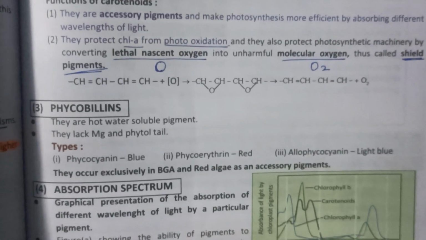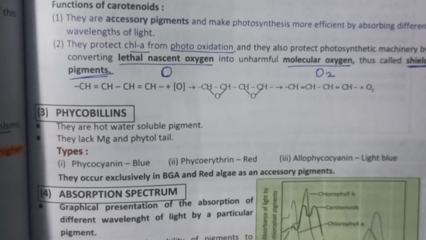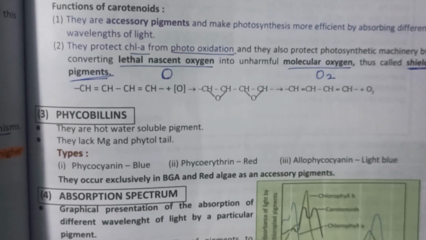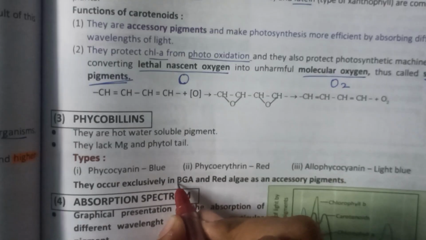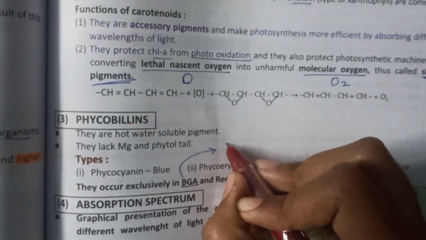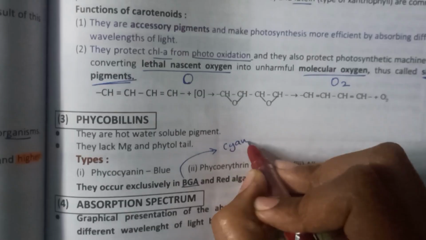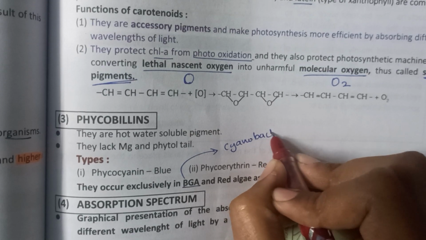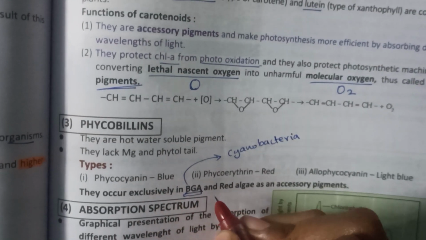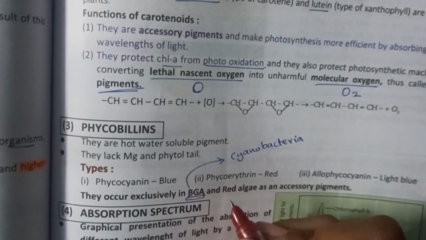Coming to the final pigment, phycobilins. They are hot water soluble pigments. They lack magnesium and phytol tail. They occur exclusively in blue-green algae. BG is blue-green algae, that is the cyanobacteria. It is not an algae. Blue-green algae is not an algae, it is a bacteria. Initially, it was a misconception.